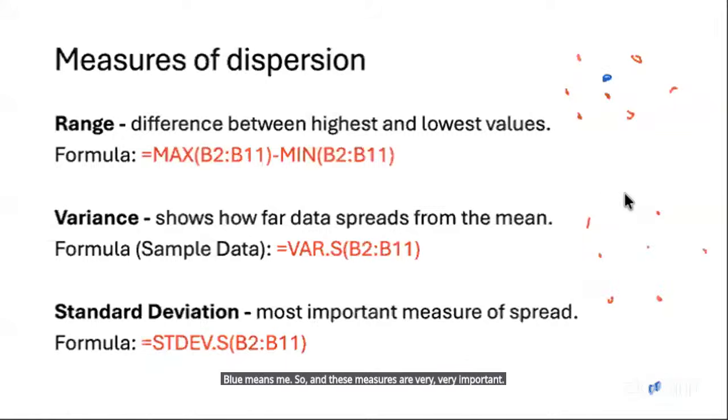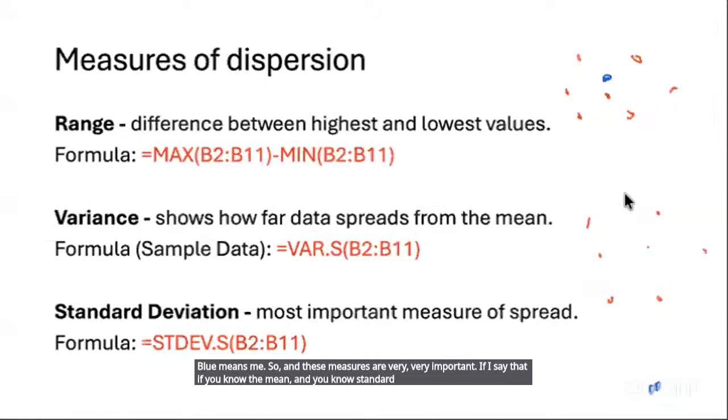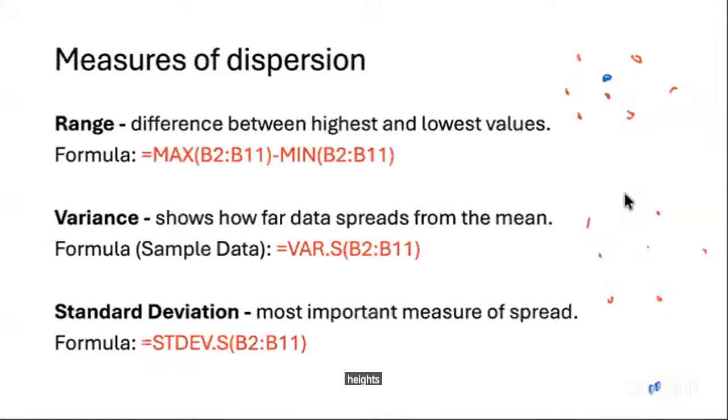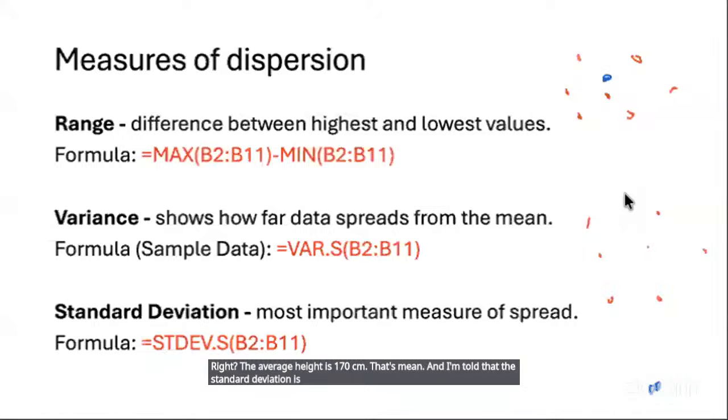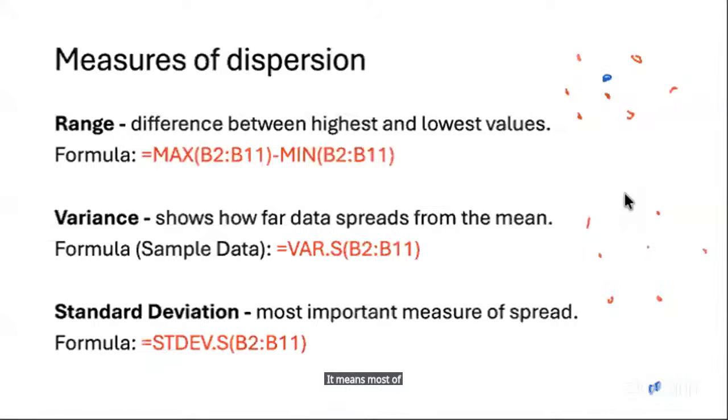If you know the mean and you know the standard deviation, it is a very powerful tool. For example, if I'm told that the average height of students in your class is 170 cm, that's the mean. And I'm told that the standard deviation is 5 cm. It means most of the people in the class are from 165 cm to 175 cm in height. That means most of you guys are of about the same height.